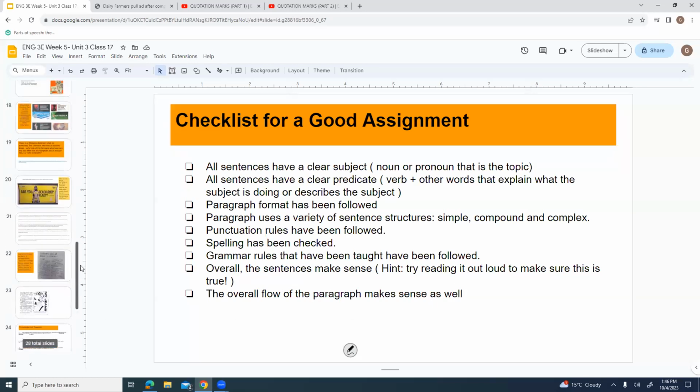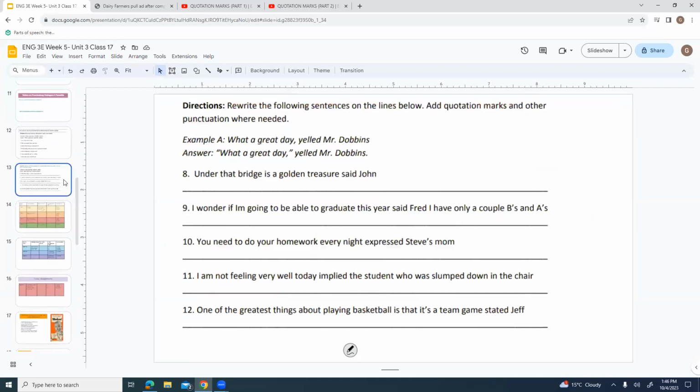Okay, I am going to zip it back to our page here. This particular page was talking about rewriting the sentence because they've left off things, okay? So you add quotation marks and the other punctuation where needed. So example A, they've got "what a great day," yelled Mr. Dobbins. Here, they've added the quotation marks. They've kept the comma. They added another quotation mark. They added a period. Okay, so I'm going to go over to our smartboard. I've got like 3 minutes. I've probably got time to do 1 or 2 examples really quickly here. And I'm just going to try that.